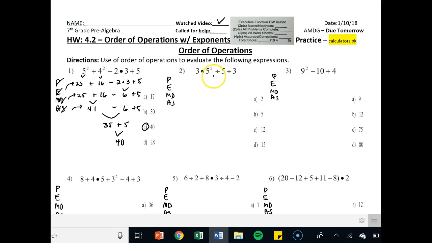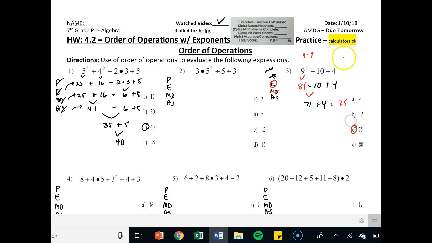So I'm going to start off with number 3. Do I have parentheses? No, I do not. Do I have exponents? Yes, I do. In fact, that's what I'll start with. 9 squared, remember, is 9 times 9, not 9 times 2. So that's 81 minus 10 plus 4. I don't have any multiplication or division, so get rid of those. Addition or subtraction. In this case, subtraction comes first, because as I read it left to right, subtraction appears first. So 81 minus 10 is 71, and then 71 plus 4 gives me my answer of 75.